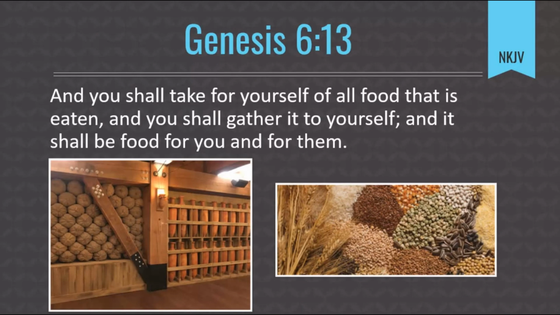Genesis 6:13 says, "And you shall take for yourself of all food that is eaten, and you shall gather it to yourself, and it shall be food for you and for them." And here are some pictures from the Ark Encounter, kind of showing Noah's family and how they stored the food on the ark. And they used a significant amount of grains, seeds, dried fruit, and dried vegetables.